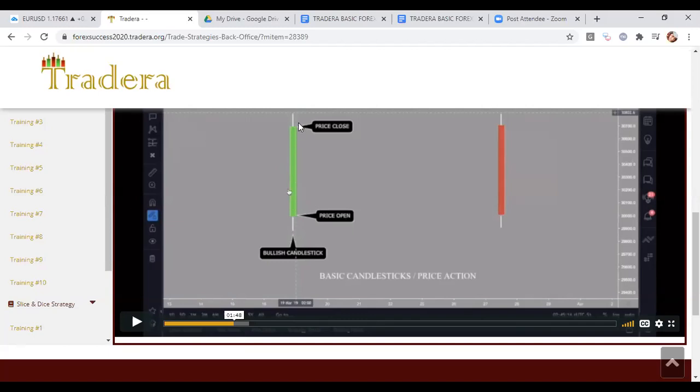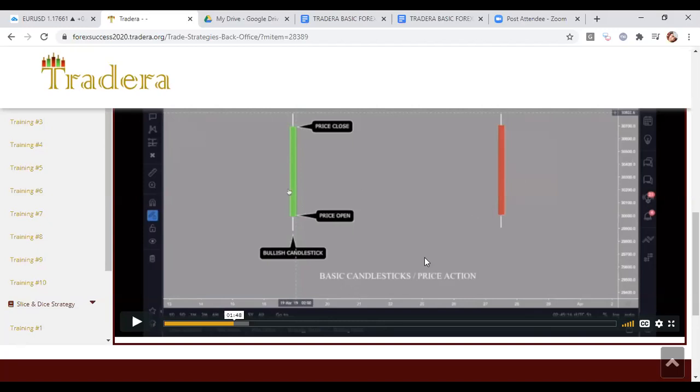The wick is where price was at one point. Let's say this is a 4-hour candle. It takes 4 hours to do this. So when price opened, it was here. When price closed, it was here during the 4 hours. But sometime during that 4 hours, price went as high as here and as low as here.